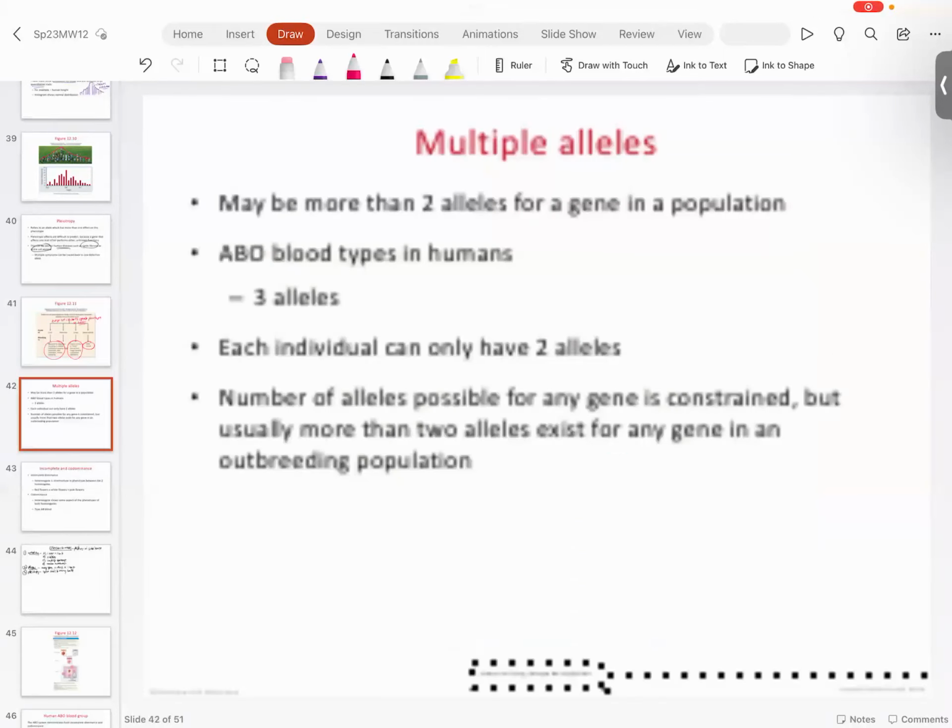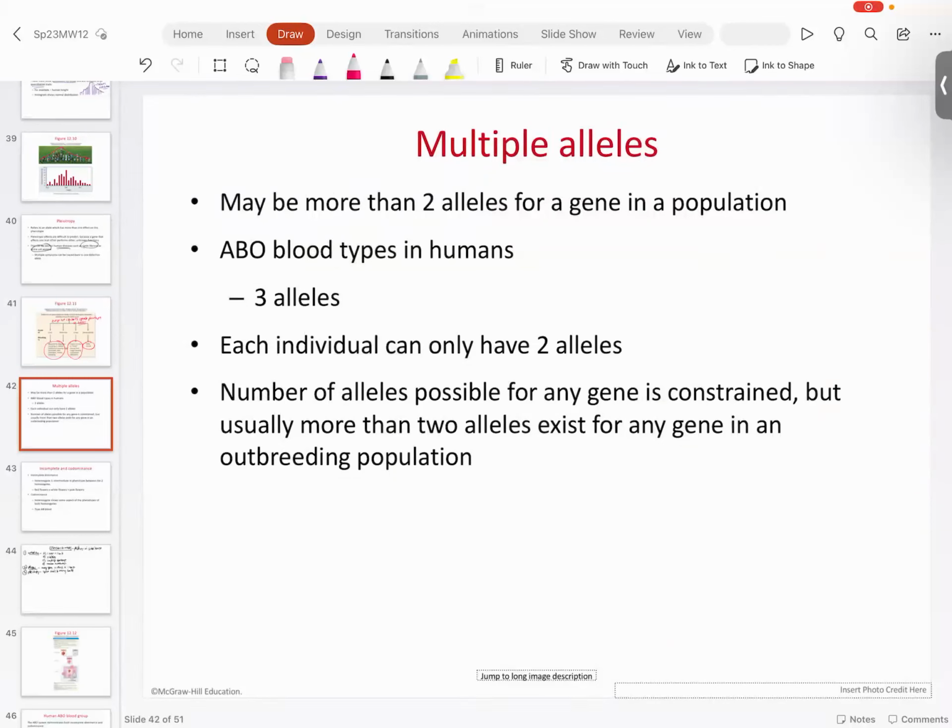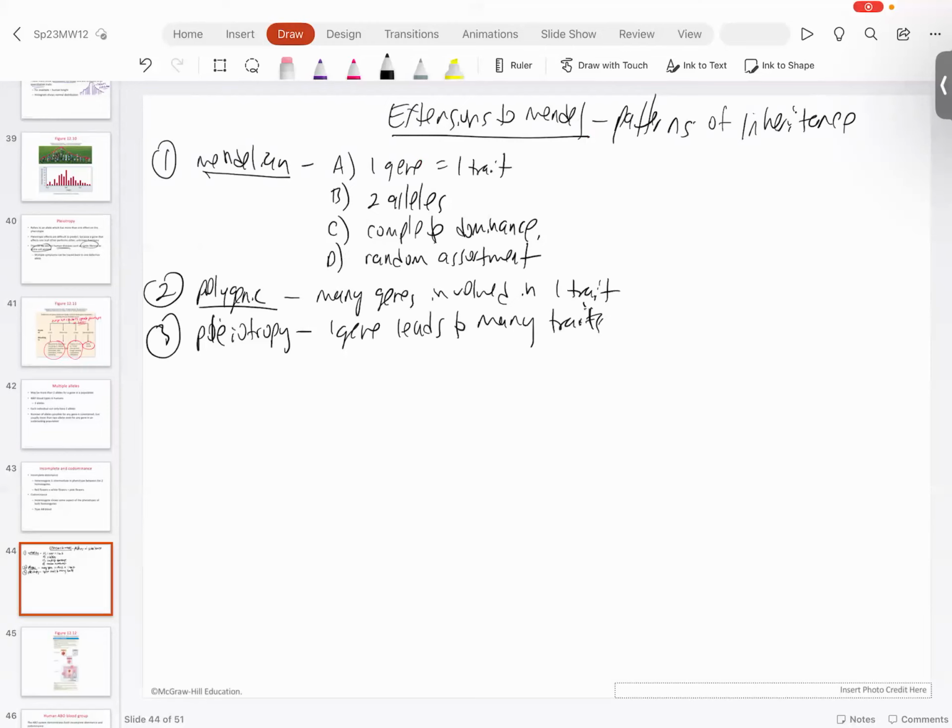But now let's go ahead and take a look at a violation of the second one. Okay, what happens if your system, your gene, has more than two alleles, right? That's called multi-allelism. So that's a violation of the second one, B. This is where a gene has more than two alleles in the population.